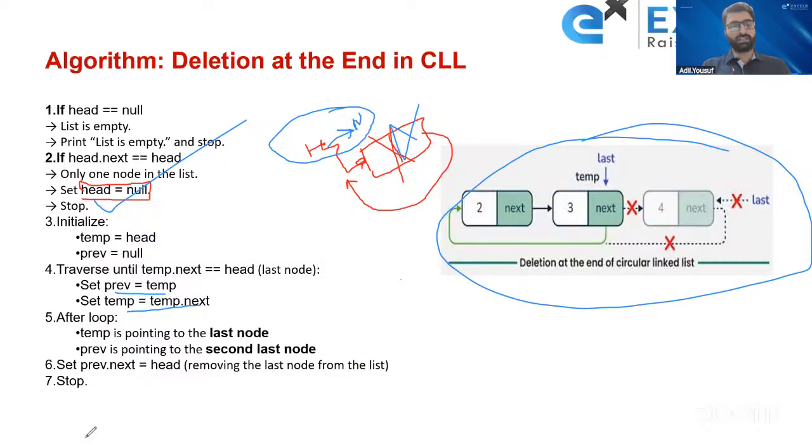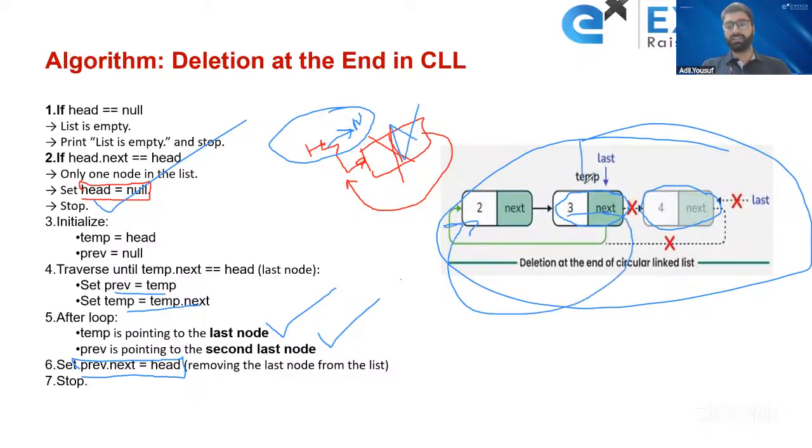Right. So after this loop, temp is pointing to the last node and previous is pointing to the second last node. So after that, what will we set? Simple. Once we have found that temp is pointing to the last node and previous is pointing to the last but one, the second last, we will set previous dot next equivalent to head. It will now point to head.